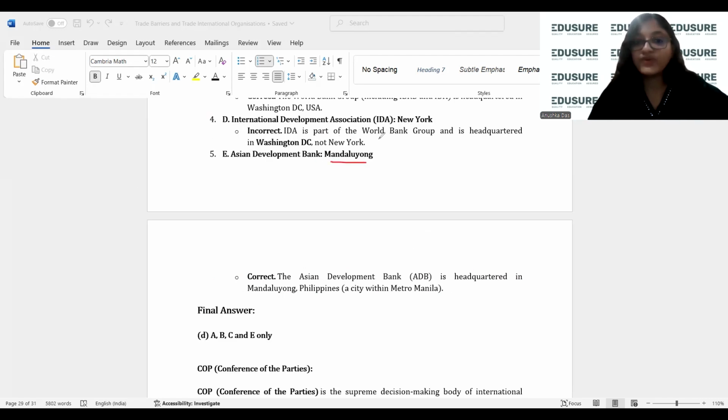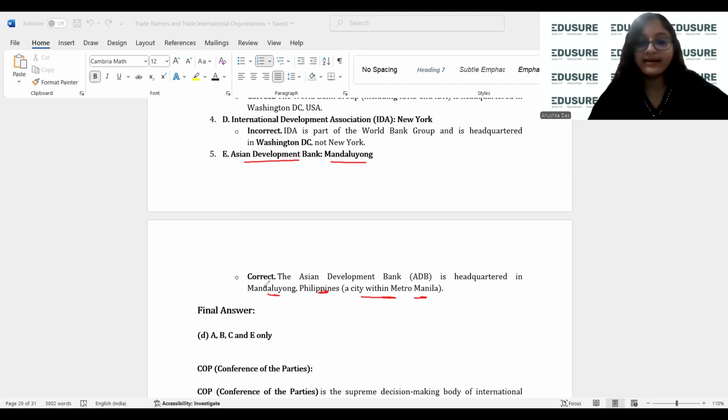Mandaluyong. I don't know which place this is. So this is in the Philippines. It is a metro city within Metro Manila. Manila is the capital, I guess. So the Asian Development Bank headquarters is in Mandaluyong, and it is in the Philippines, right?